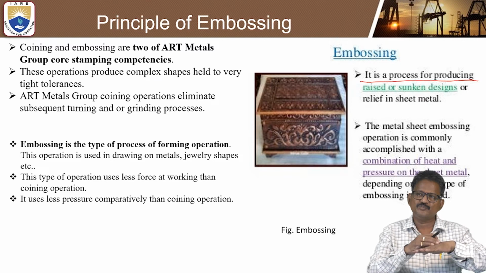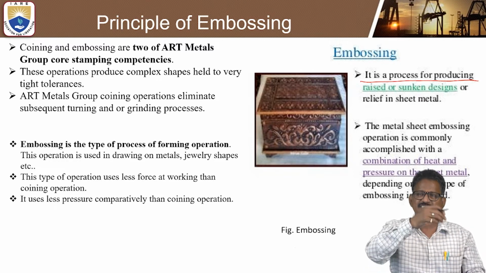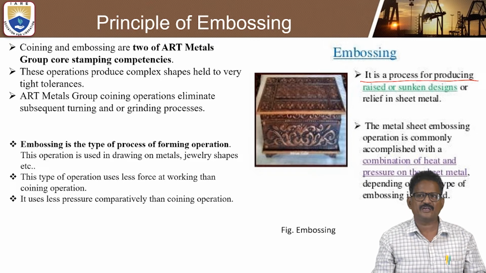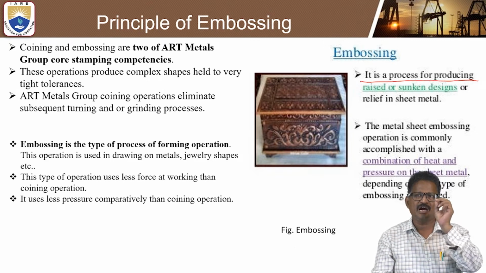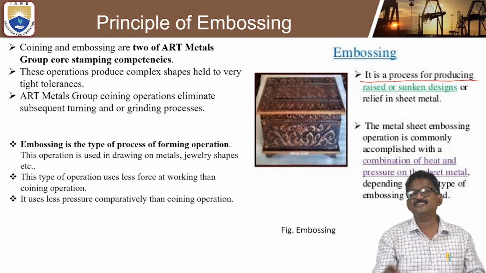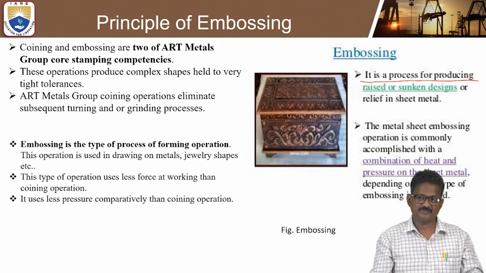But in embossing, if you emboss, some raised form will occur, and inside there will be some hollow portion. That relief in the sheet metal can be obtained. Also, the embossing operation on metal sheet is commonly accomplished with a combination of heat and pressure. So here a little bit of heat is also required to form a sheet, and very little pressure can also be applied, whatever is required for the shape.